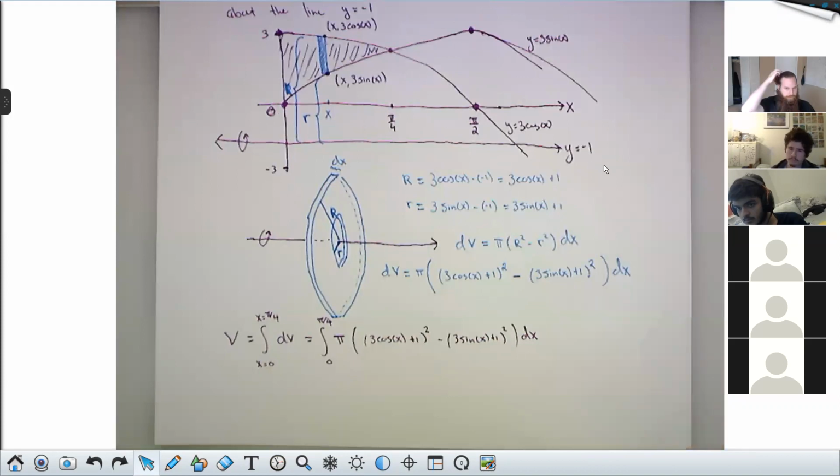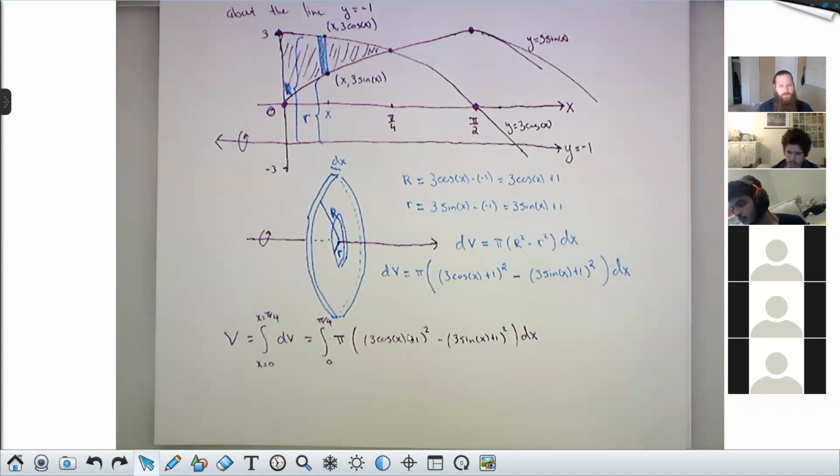dx. And when you get this far, you should celebrate, right? That's the hardest part of these problems. But in general, in mathematics, integrals are really hard. So how do I do this integral?